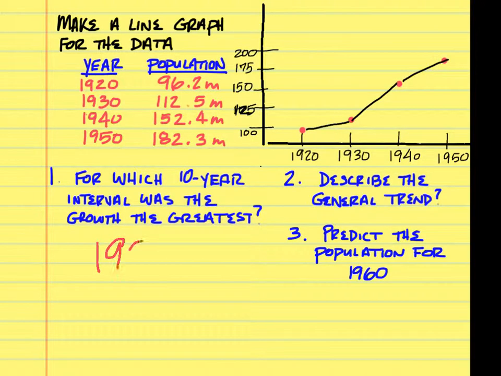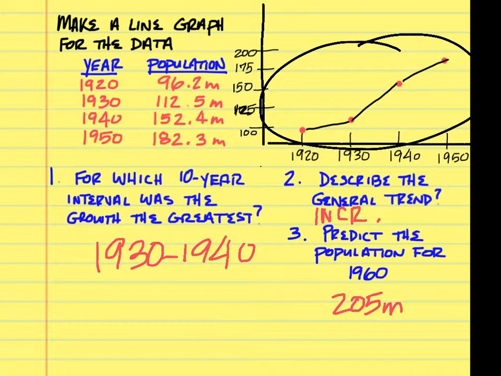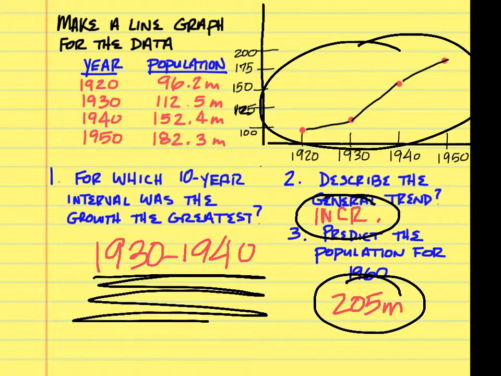1930 to 1940 is right. And what word describes the general trend? Increasing, right. And predict the population for 1960. 205 million. Sounds reasonable. I'll be really generous with the graph and with the increasing and with the prediction. As long as you made your line graph and had the interval right, listing 1930 to 1940, we'll count it.